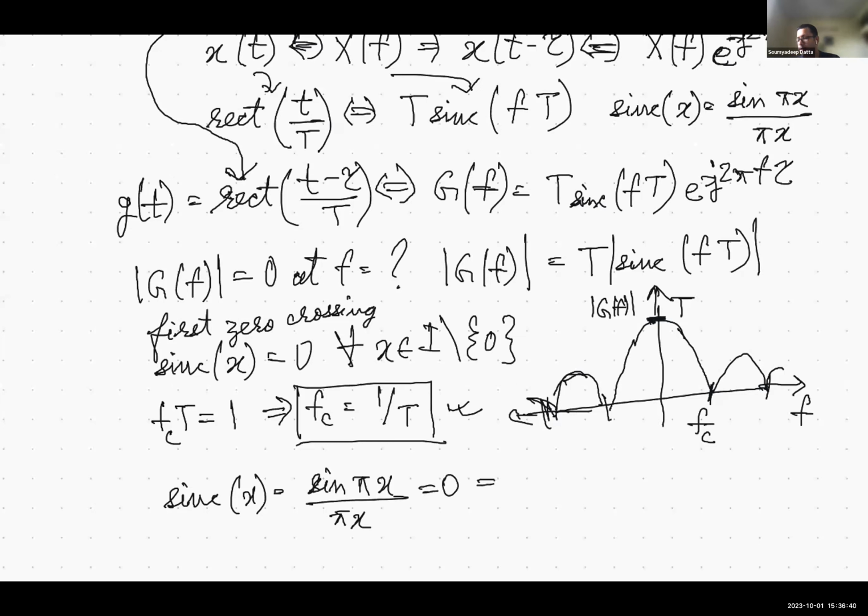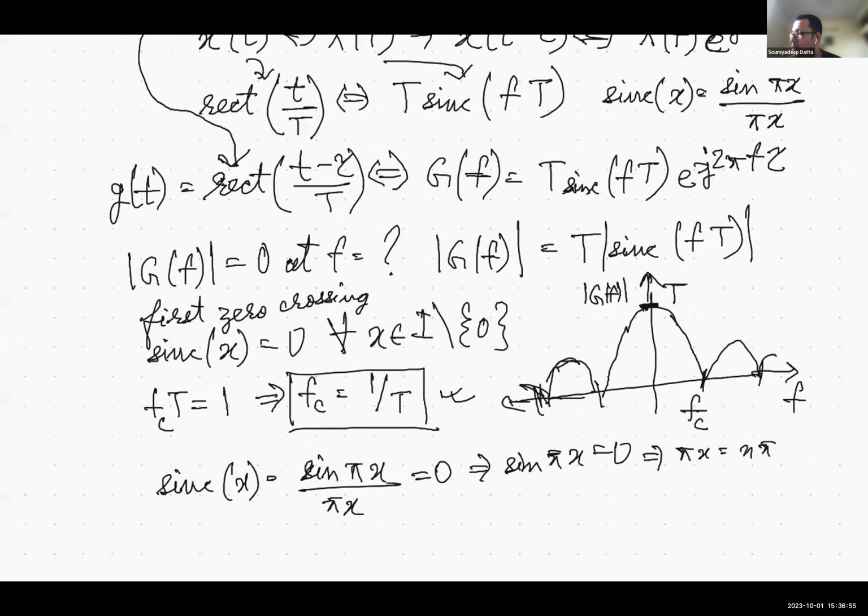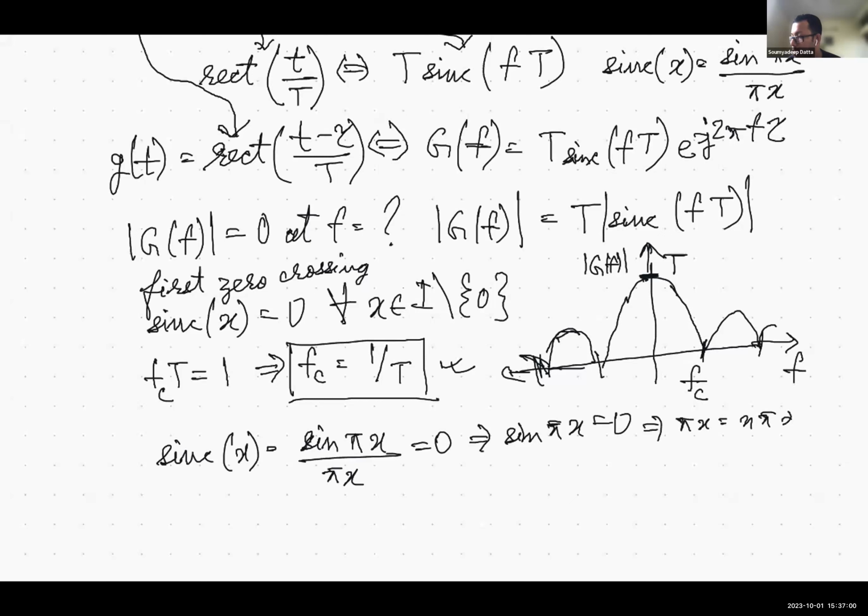And when is sine theta equal to 0? When theta equals n pi. So pi x equals n pi, and you can cancel out pi, so x equals n, where n can be any integer except 0. Because at 0, both numerator and denominator are 0, so you have to take the limit. It's not infinity, it's actually 1.